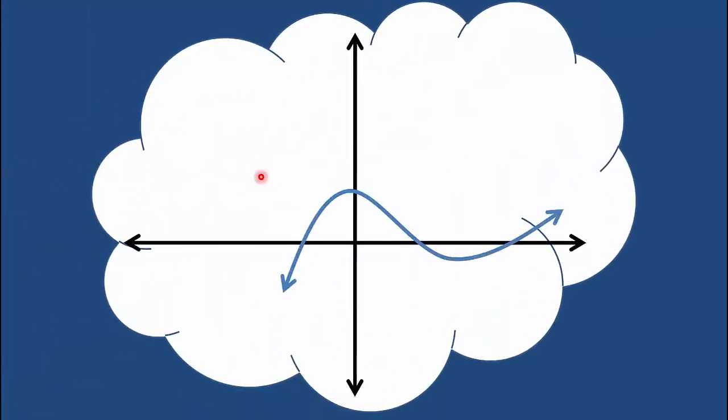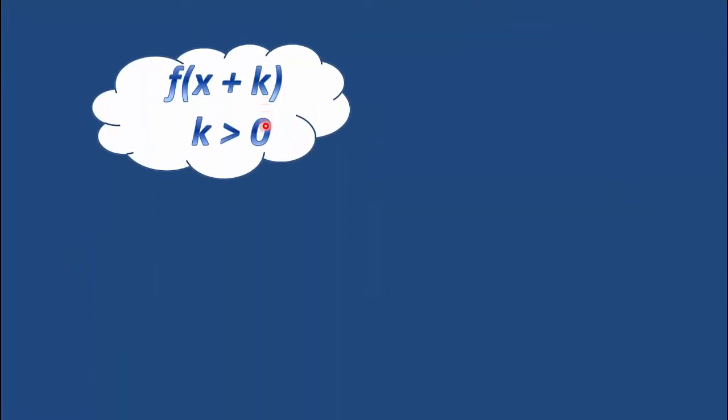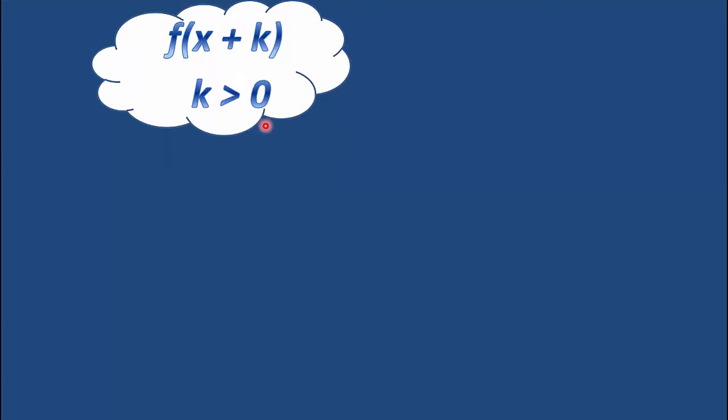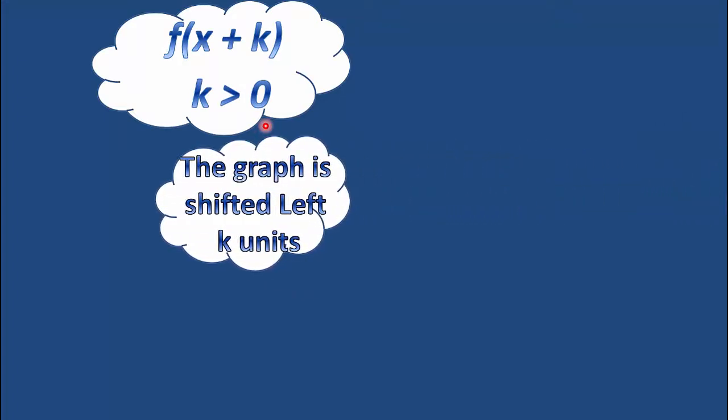So let's look at this. We've got this ordinary, just a random function here, and we want to add some number. Let's suppose k is positive. What happens then? We move k units to the left. Now, if that were x minus k, we would move k units to the right. So here's the deal. F of x plus k, if k is positive, the graph is shifted to the left k units.